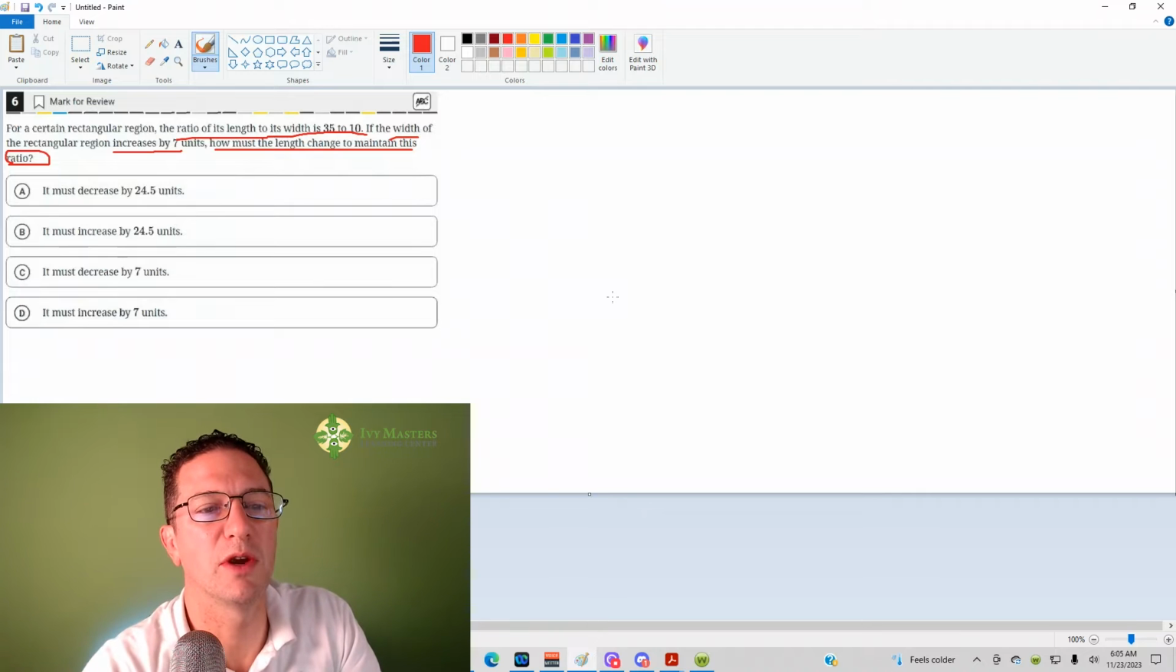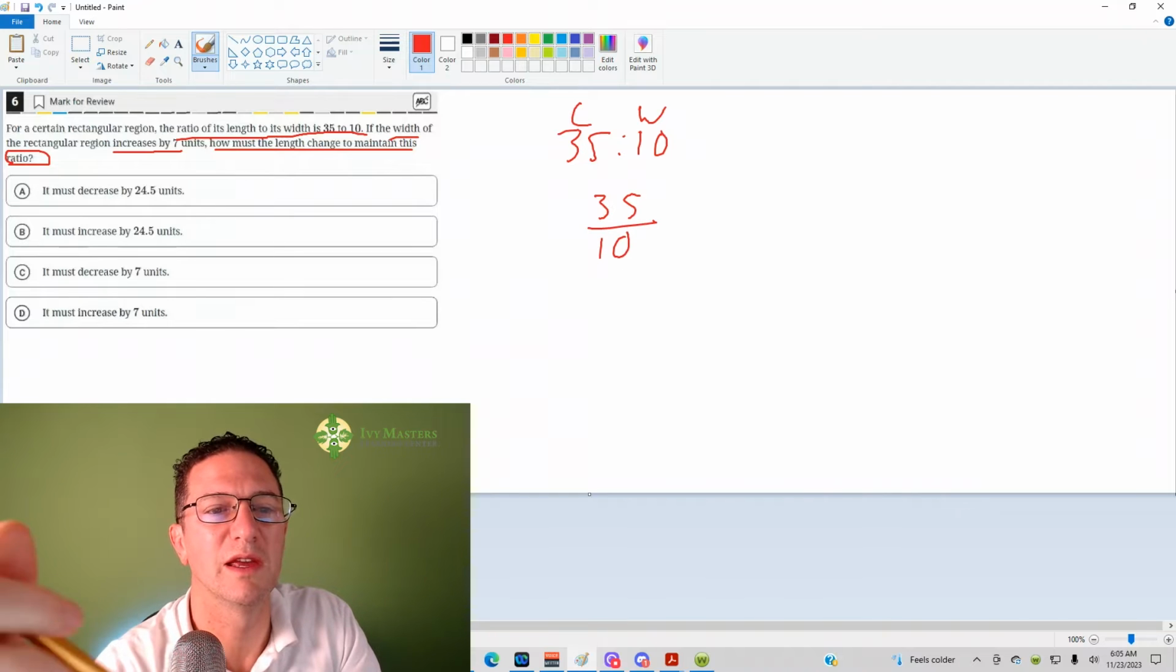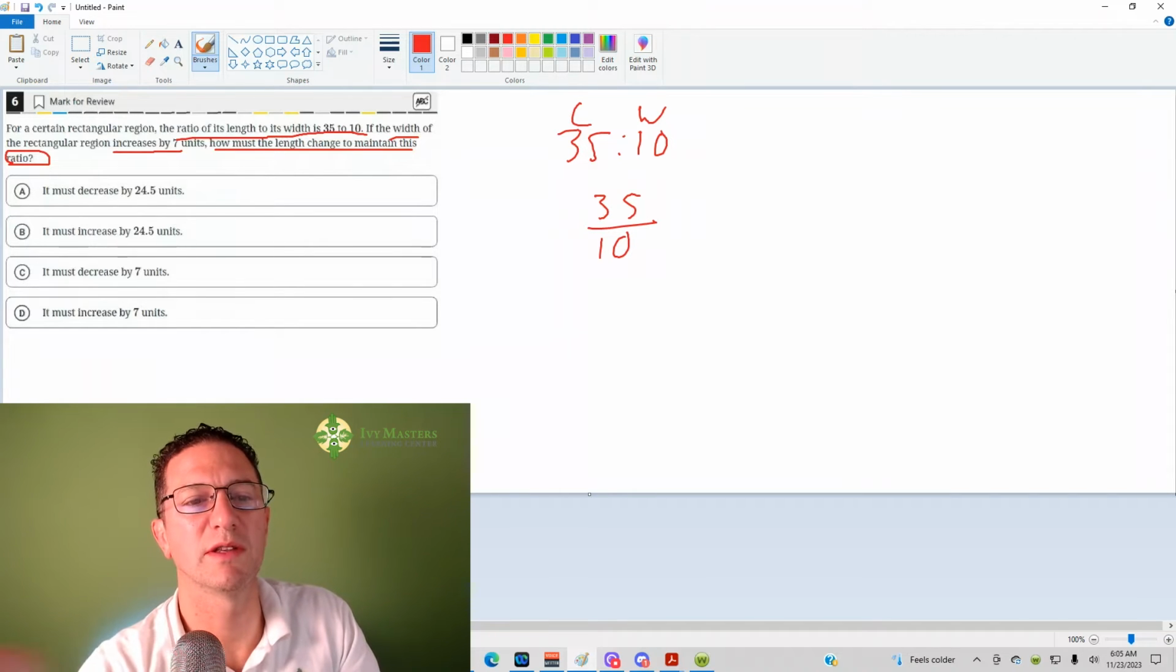Well, we got to set up a ratio. So if the ratio is, ratios usually look like this, 35 to 10. This is length versus width. A ratio could always be written as a fraction, 35 over 10. Then you got to see, hey, what corresponds to what?